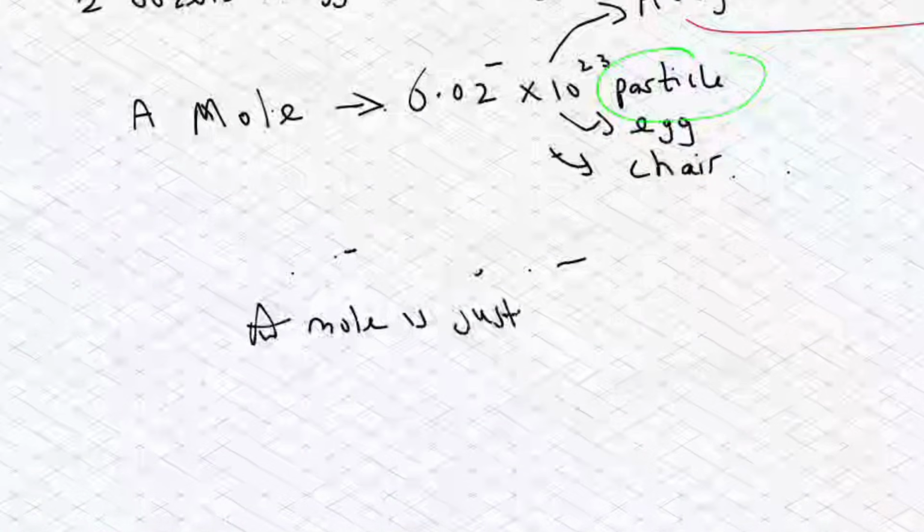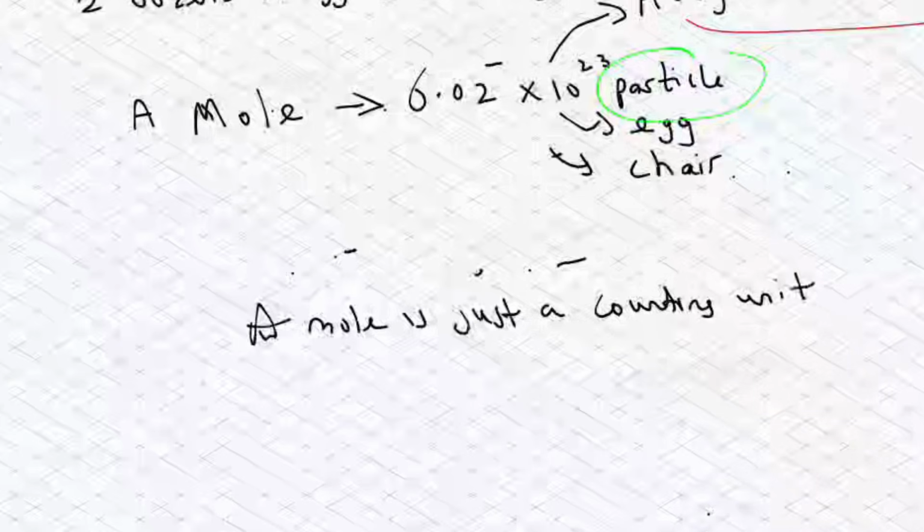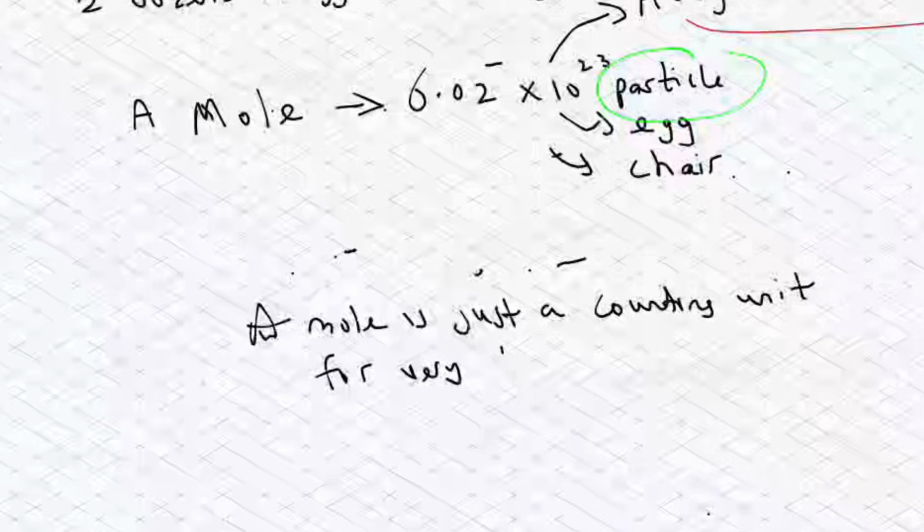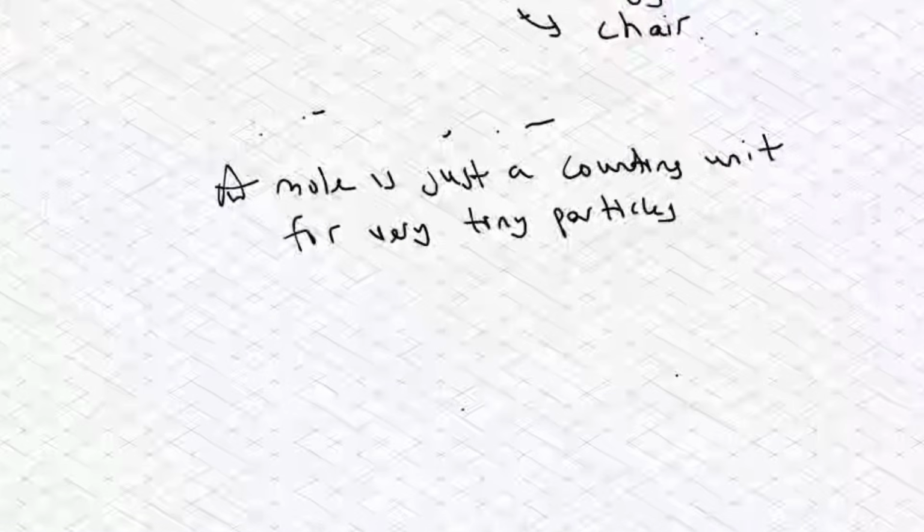A mole is just a counting unit, basically. The way we have a pair, the way we have a dozen, a score, and many others, for very tiny particles. I told you guys that we use mole for very tiny particles, and that's why you see the word mole most of the time in chemistry, because chemistry deals with very tiny particles. So you see the word mole in chemistry a lot. It is a counting unit for very tiny particles.